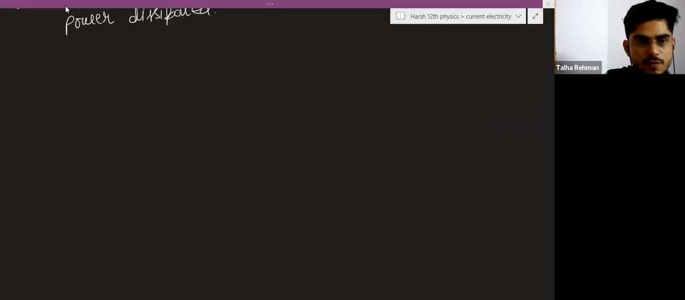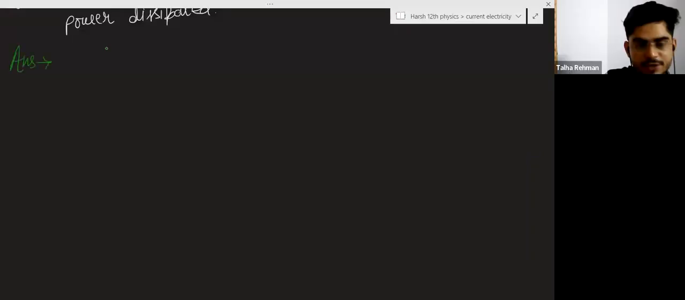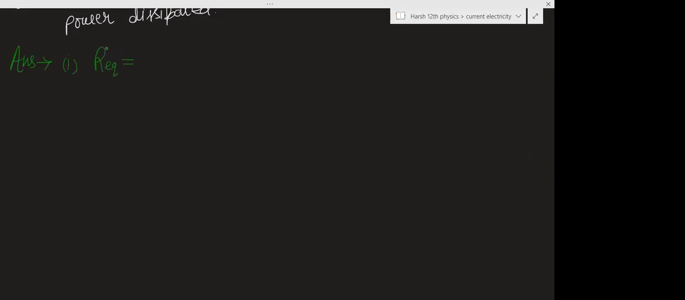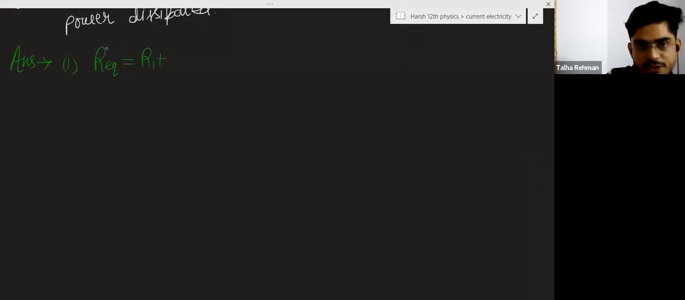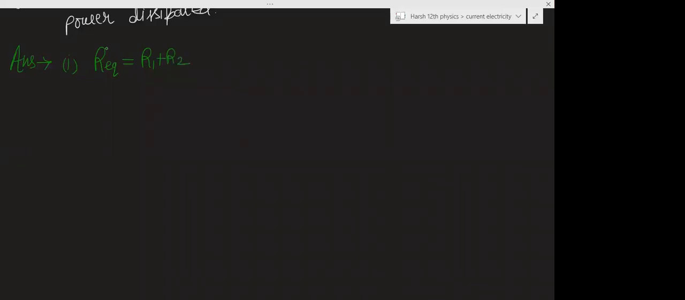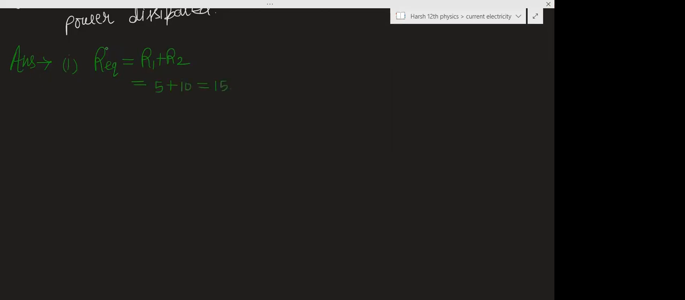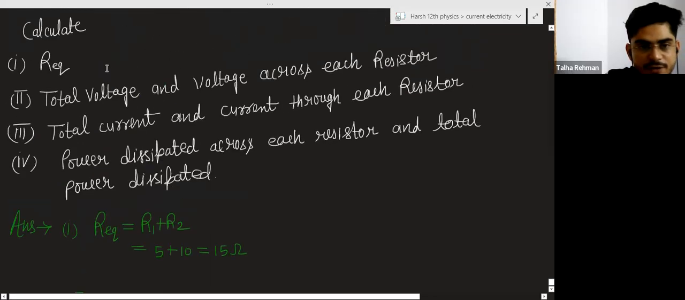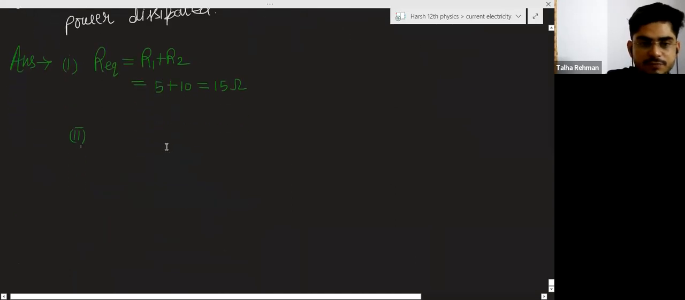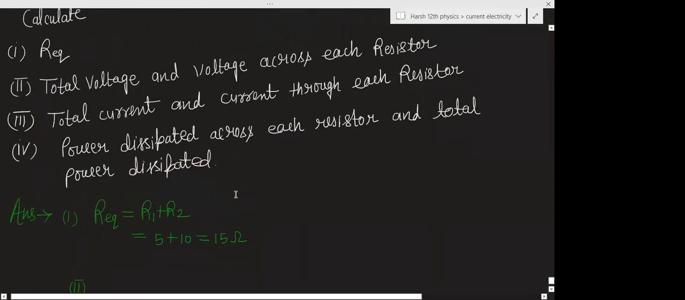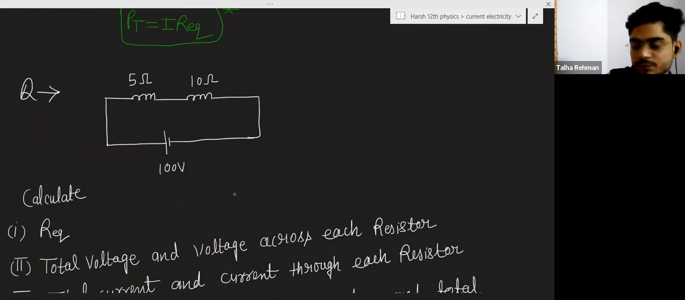Very good. Now the first one, R equivalent will be R1 plus R2. This is the series combination, so it will be R1 plus R2. R1 is given as 5, and R2 is 10, so it is 15. In the second part, total voltage is given as 100 volt.